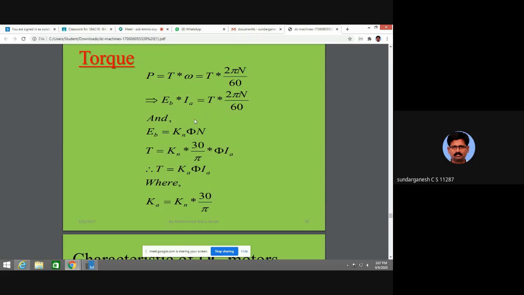Next. We already know that Eb equals KΦN. We have derived it earlier. Eb equals KΦN. So we are substituting that.